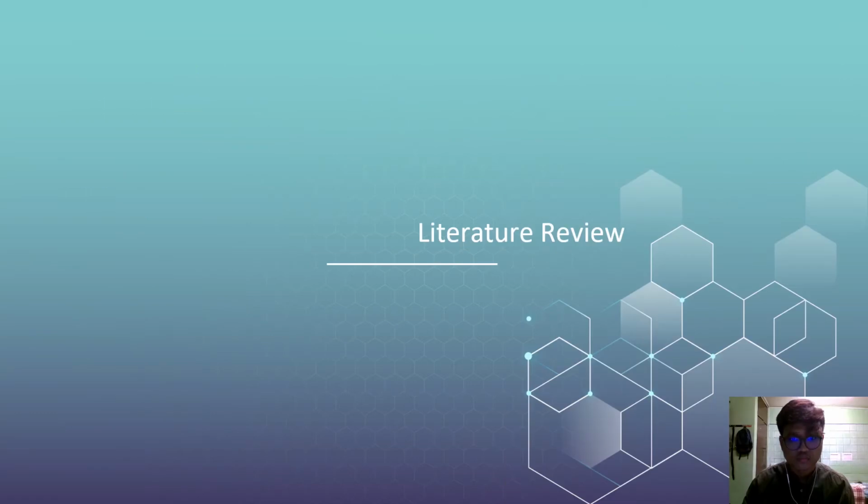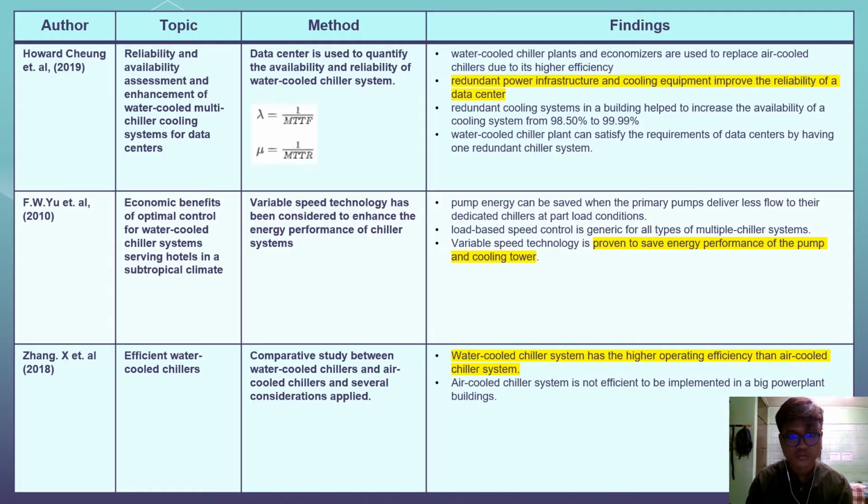Thank you. Moving on to the literature review, I will explain the literature review about water-cooled chiller systems. For the first author, the topic is the reliability and availability assessment and enhancement of water-cooled multi-chiller cooling systems for data centers. This paper aims to identify which types of cooling system designs are preferable for highly reliable data centers. Reliability and availability analyses are conducted to assess and quantify the benefit of redundant equipment.